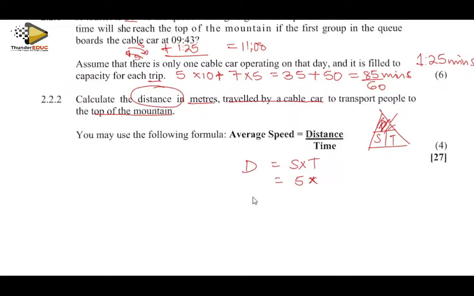To go up, we have the time as 5 minutes. We need to change this to seconds. That's why we multiply by 60. The reason why I'm changing it to seconds is because the speed given to us is 5 meters per second. So we cannot have minutes here. So this becomes 1.5 meters.